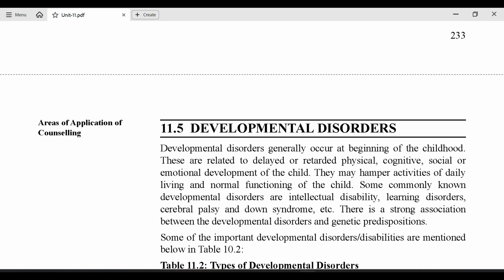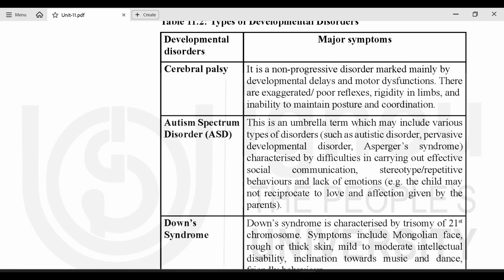There is a strong association between developmental disorders and genetic predispositions. Some of the important developmental disorders/disabilities are mentioned below in Table 11.2, Types of developmental disorders. Developmental disorders and major symptoms. Cerebral palsy. It is a non-progressive disorder marked mainly by developmental delays and motor dysfunctions. There are exaggerated reflexes or poor reflexes, rigidity in limbs, and inability to maintain posture and coordination. Autism spectrum disorder, ASD.